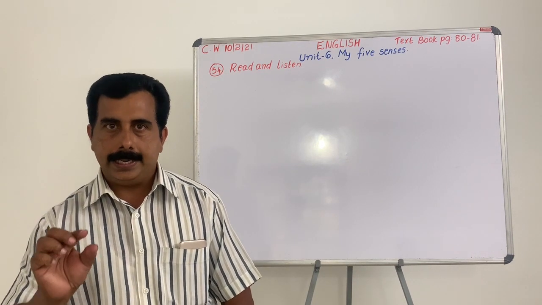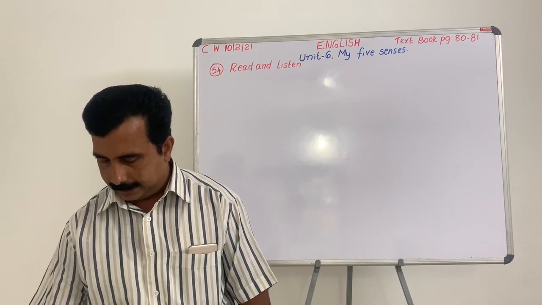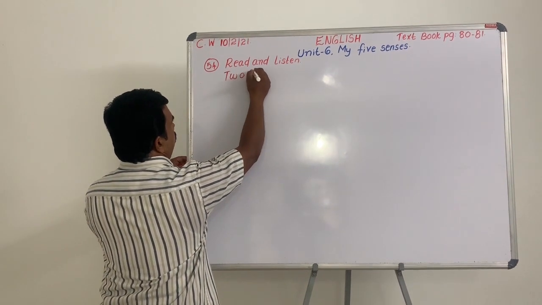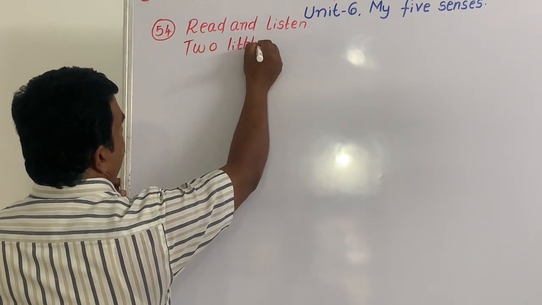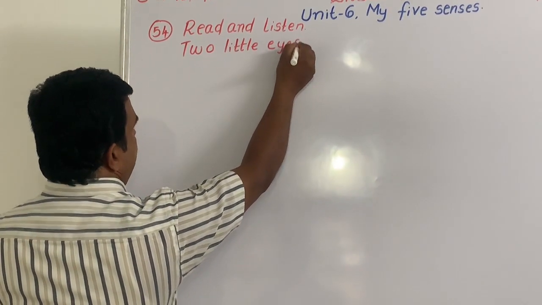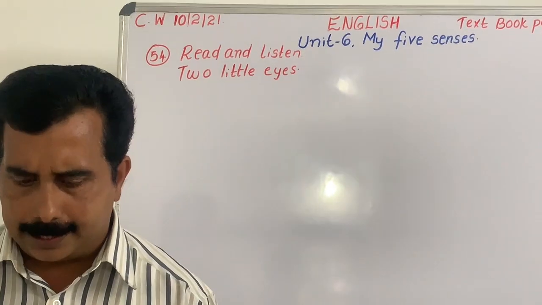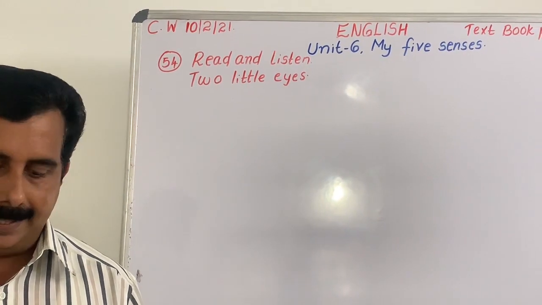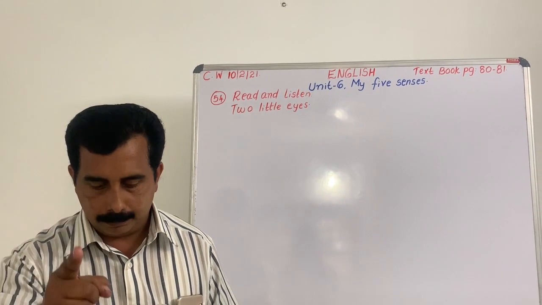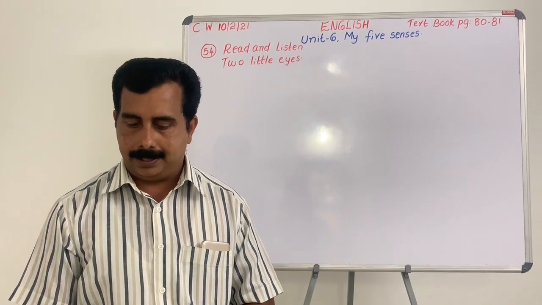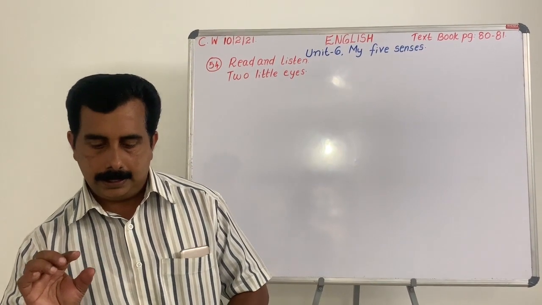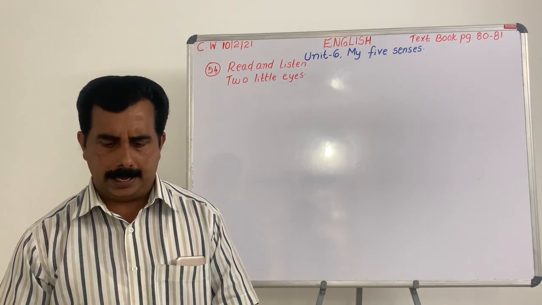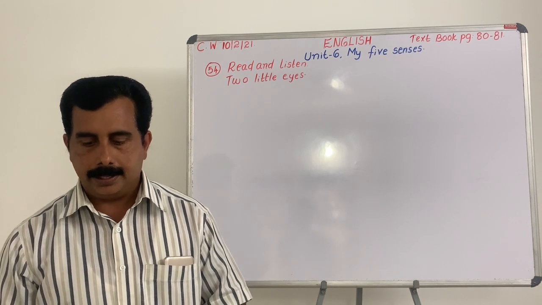Here you are going to read and listen. Two little eyes, just listen, I will write it. Two little eyes. Are you ready to listen? Two little eyes. How many eyes? Two little eyes. Point to your eyes, your ears, your nose, and your mouth as you say the words. Now you are going to see a small paragraph. When you listen to this, just point your hand to your eyes, ears, nose, and mouth.